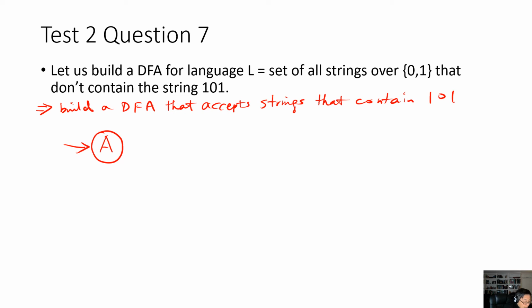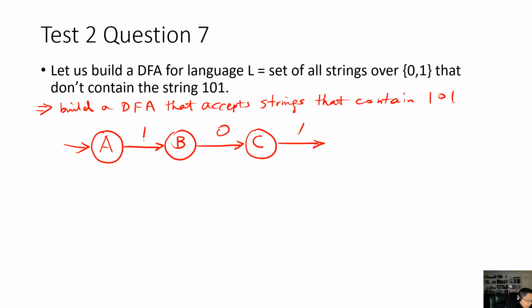Now, again, let's go through the easy path. Suppose the first input is 1. We get to state B, which is one step closer to the accepting state, right? Because we want to build a DFA that accepts strings that contain 101. Now we already have input 1. So if the next input is 0, then we're going to C. C is even closer to the accepting state.